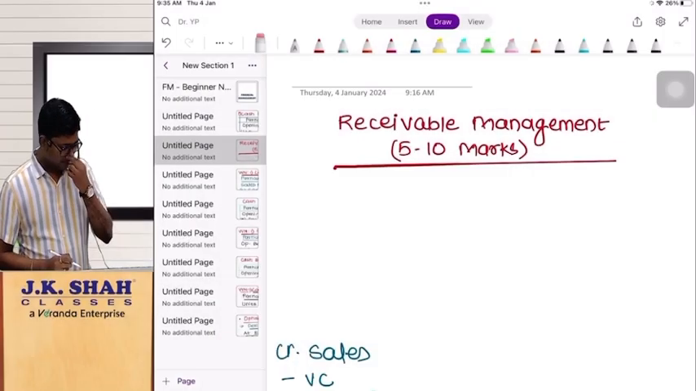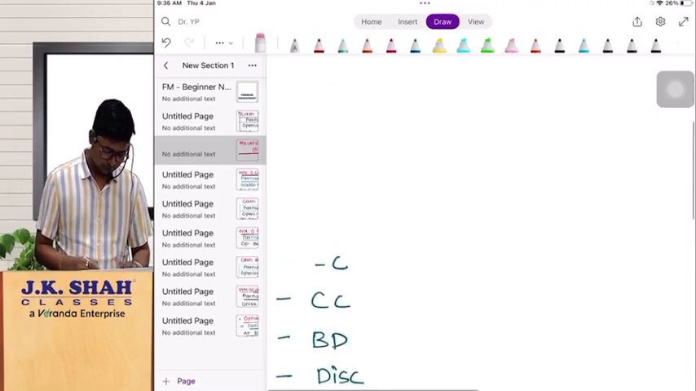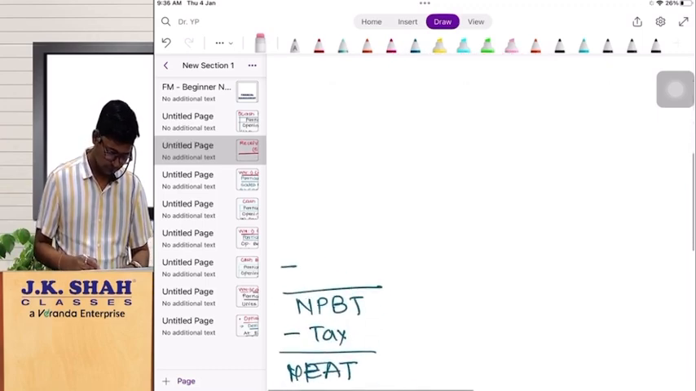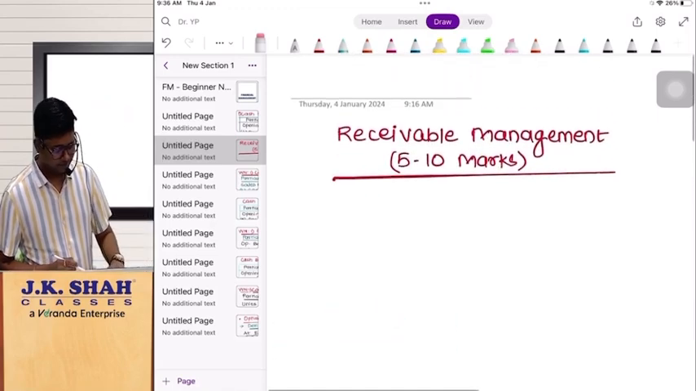Write down the heading: receivable management. 5 to 10 marks. Receivable management, 5 to 10 marks. On next line, start writing.